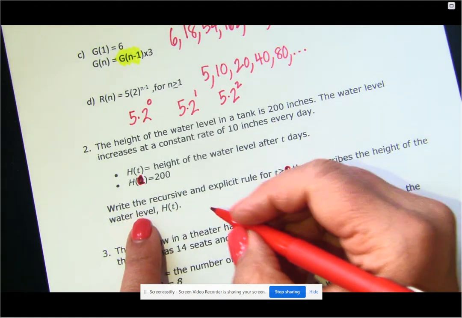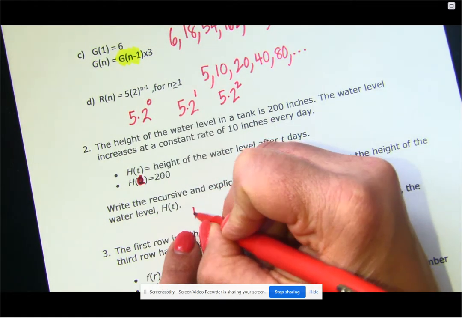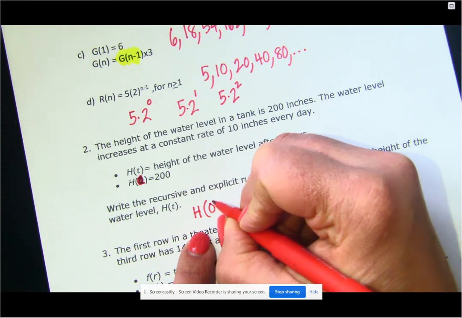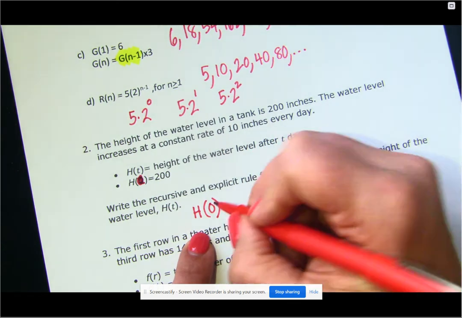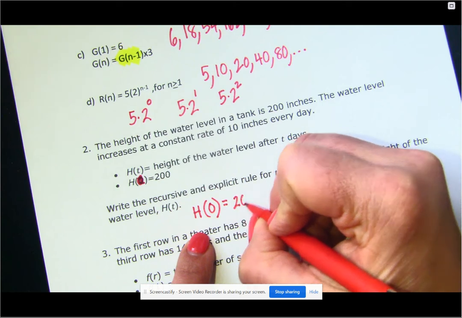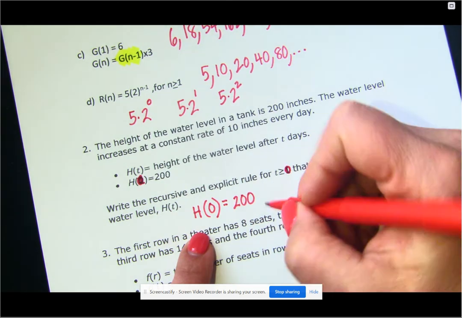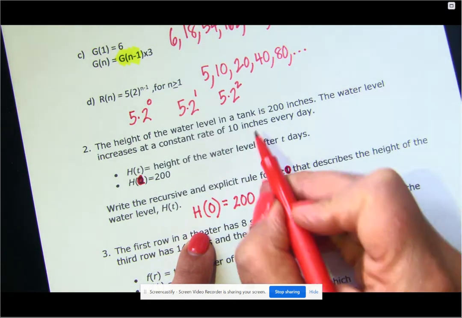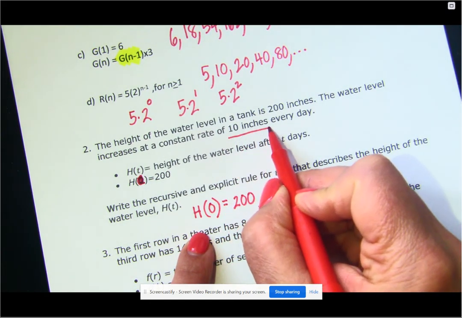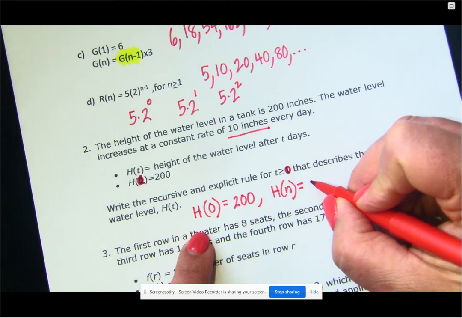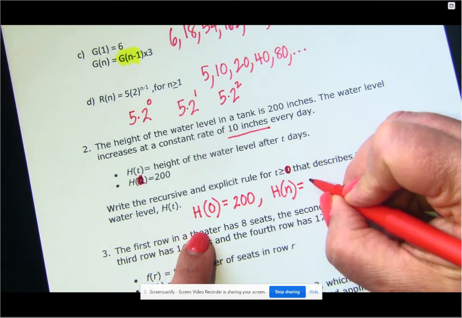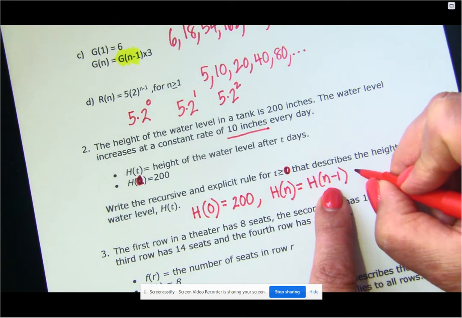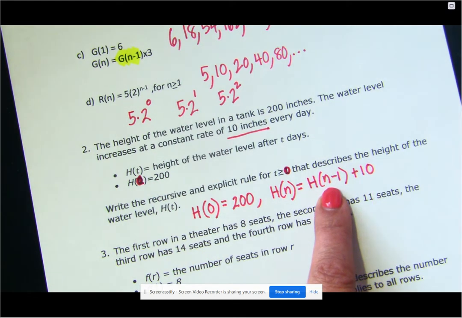So recursive rule, we state the first term, h of 0, because that's our first term. We're calling it the 0 term. No days have passed is 200. And then to get any term after that, what do we do? We add 10 to it. It's adding 10 every day. So we take, and you can put the 10 before or after, the term before it, that's how you say the term before it, and you add 10.